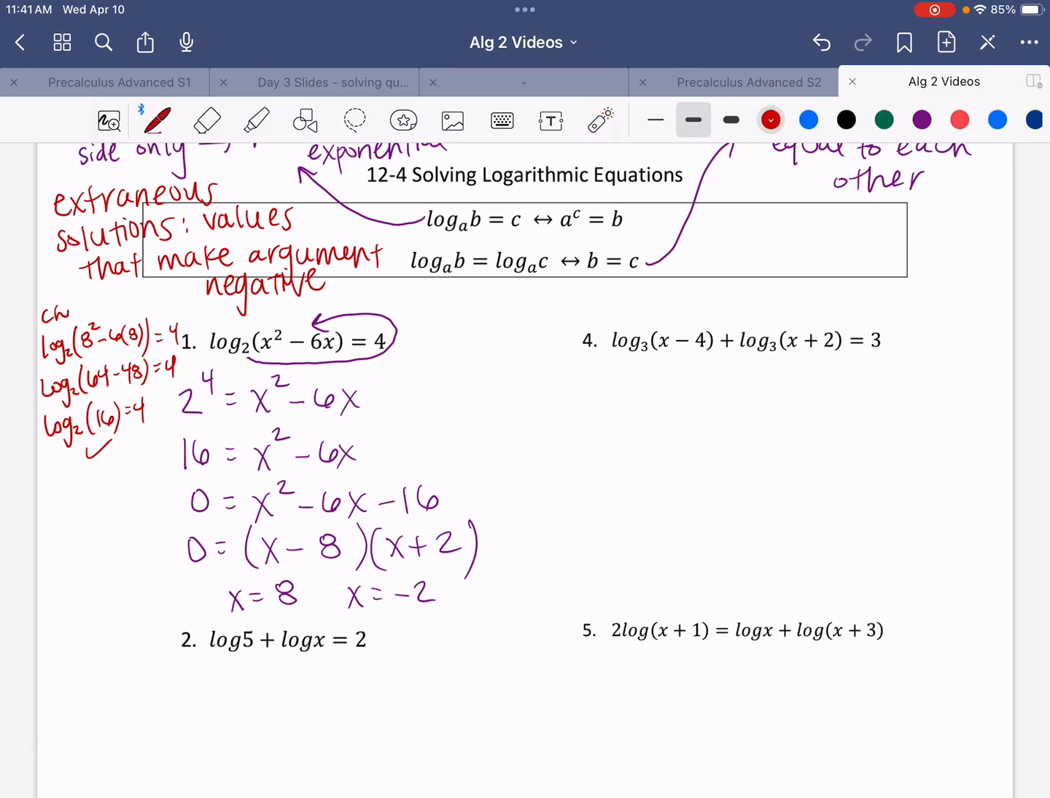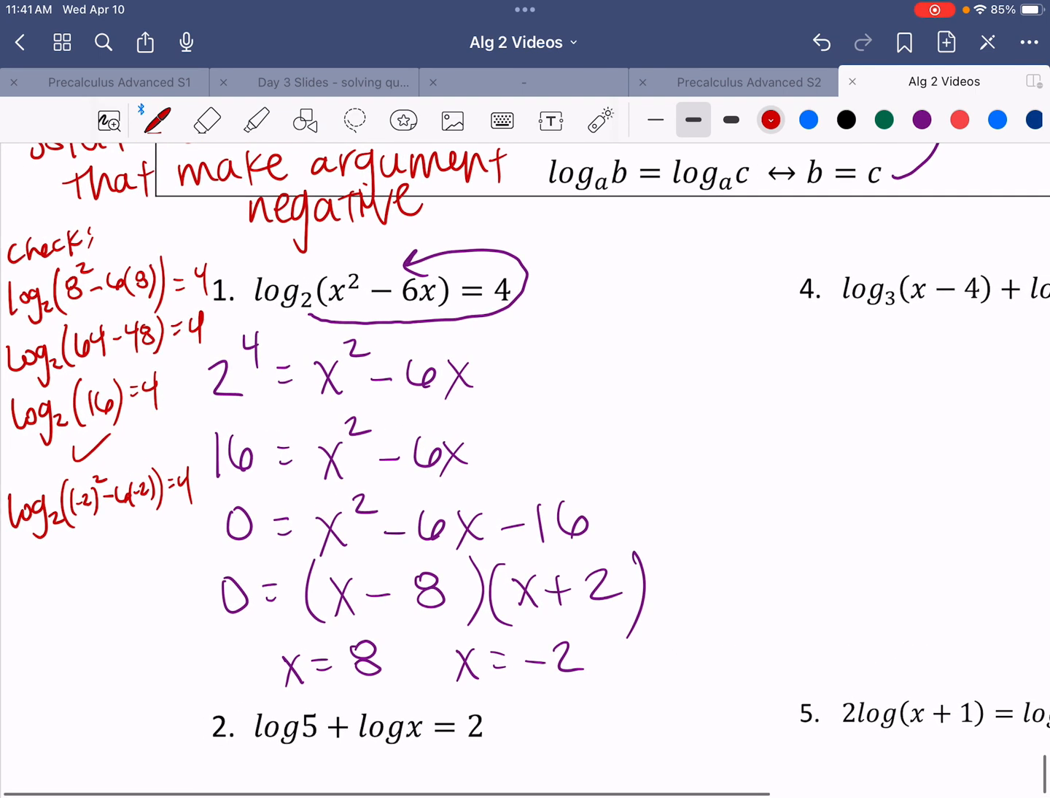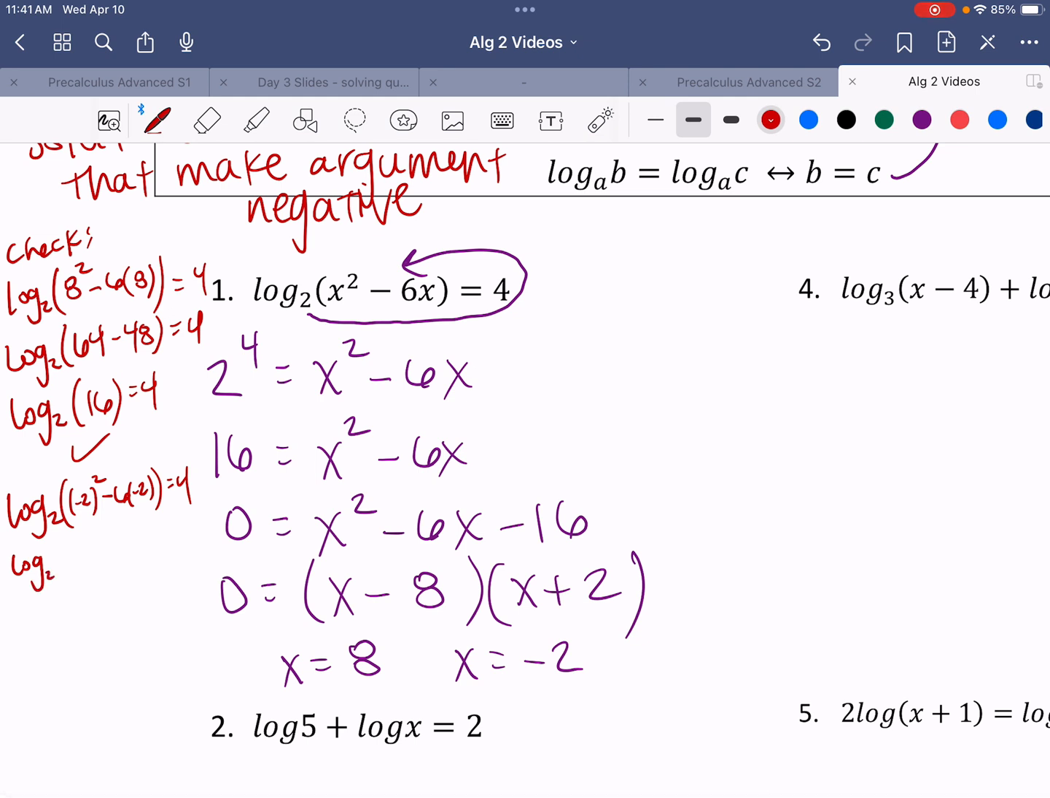This was our check. Okay, let's check the negative. It could be more suspect here. So I have to make sure I square the negative 2. Sorry for my lack of space over here. Here we go. So log base 2 of positive 4, and then this is going to become a positive, negative 6 times negative 2. And again, I get log base 2 of 16 equals 4, and that's another true statement. So both of these work.